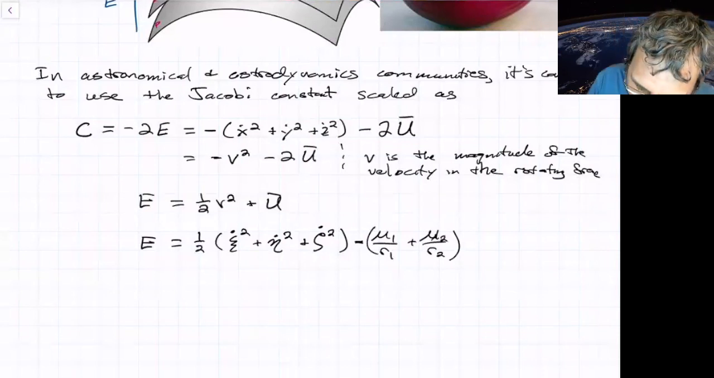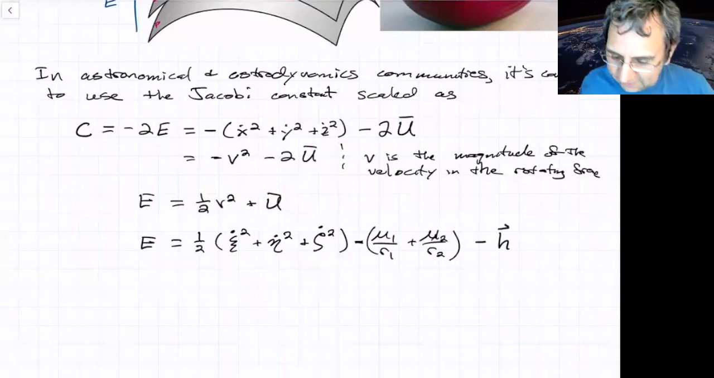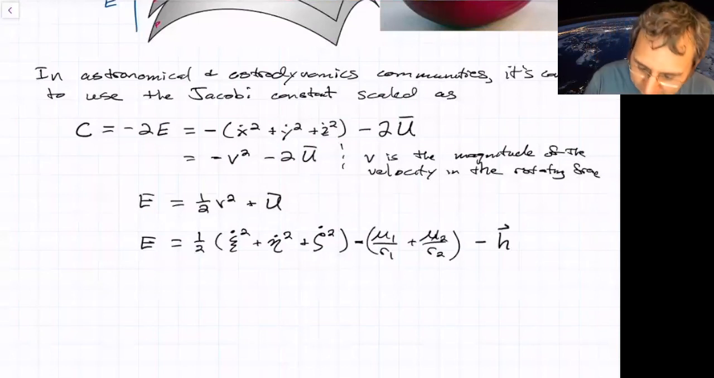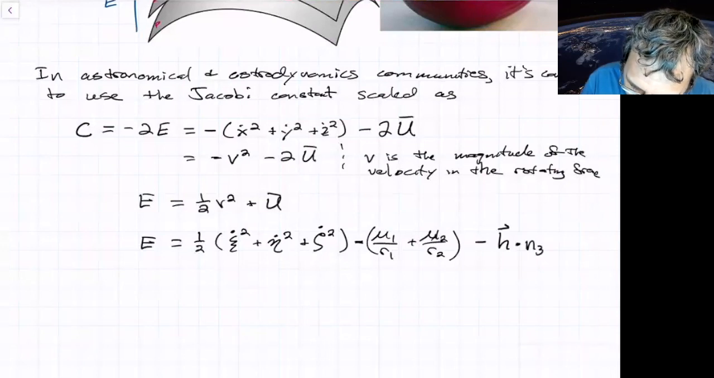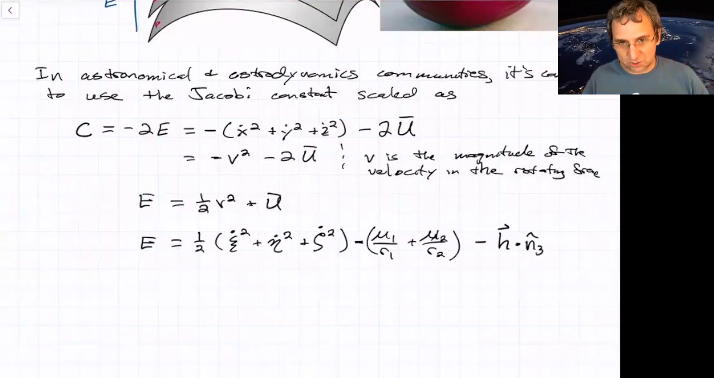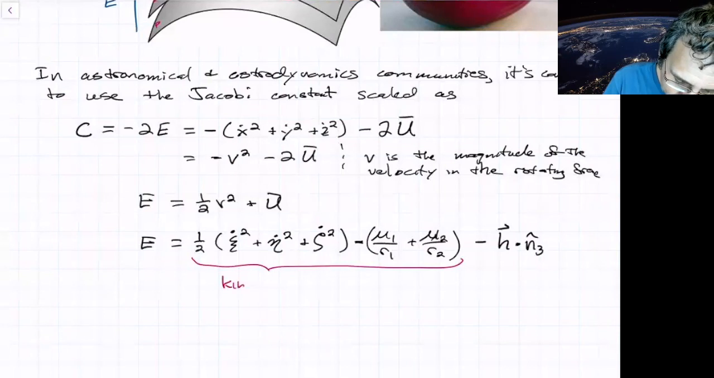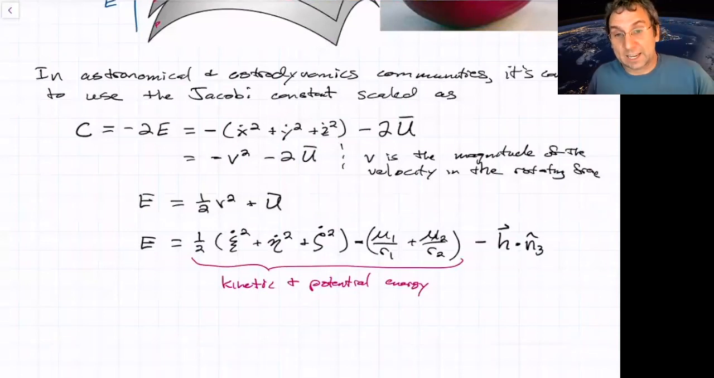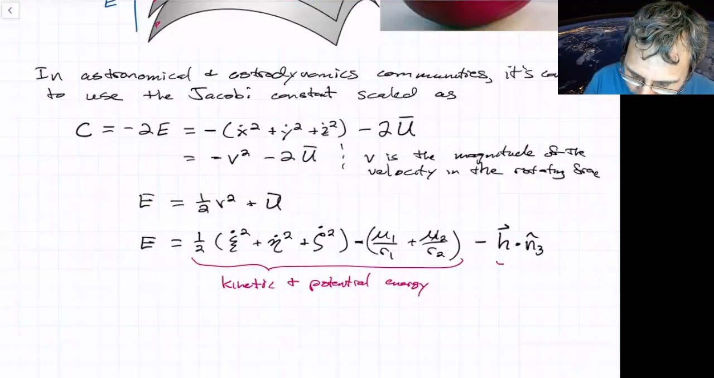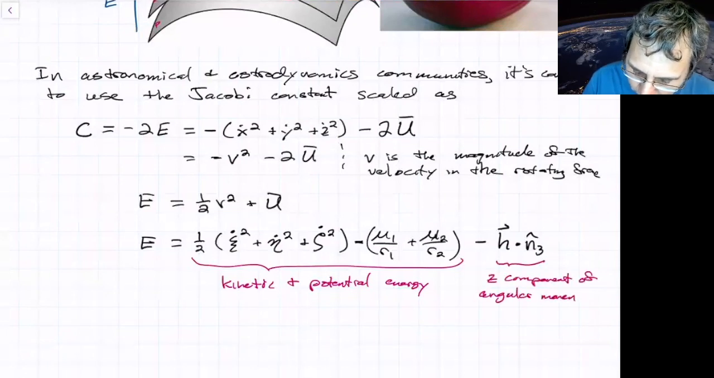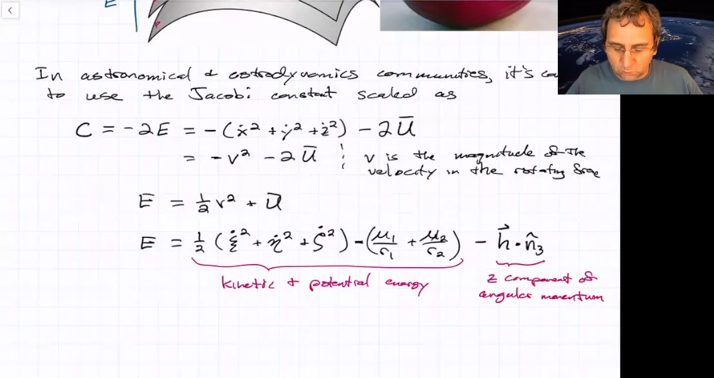But then we have minus h as a vector. This is the angular momentum of the particle, dotted with the n3 direction. Remember, that was the out of plane direction. The orbital plane of the two primaries is in the n1, n2 direction, so it's normal to n3. What we have is the true kinetic plus potential energy, I would say total mechanical energy. And then we have minus the z component of angular momentum. And if you were to ask me, well, why is that the thing that's constant? I don't know. So that's kind of weird.